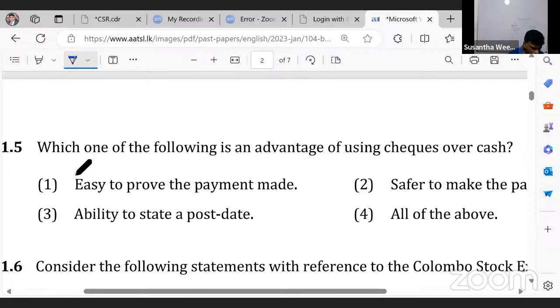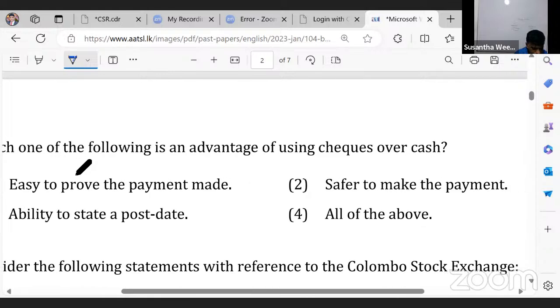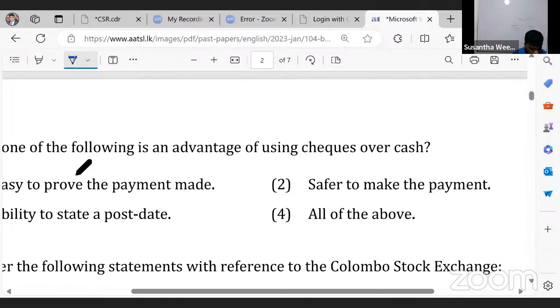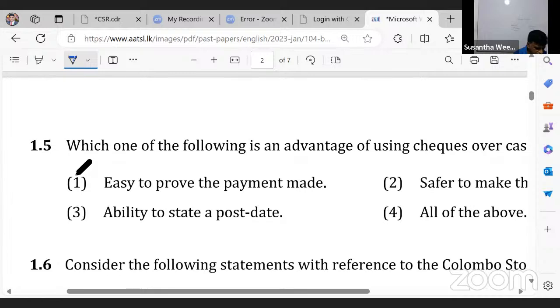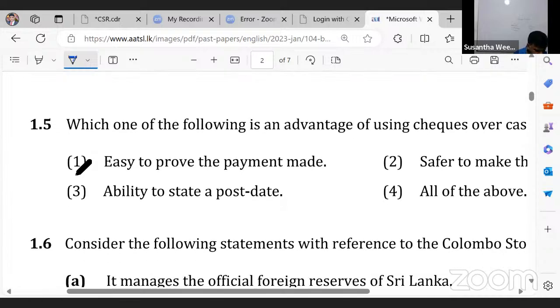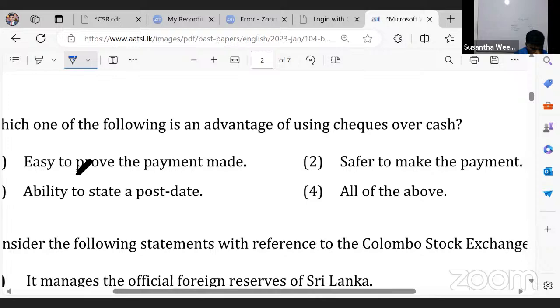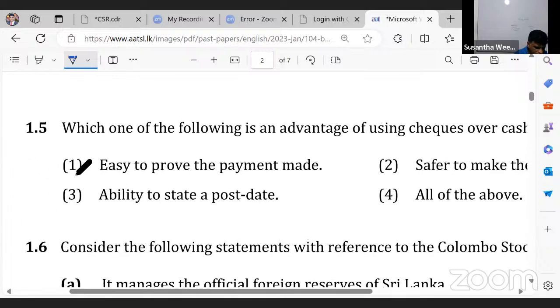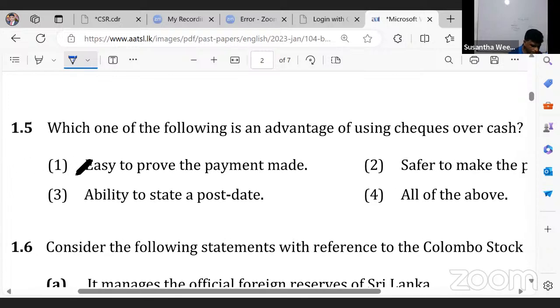Which one of the following is an advantage of using checks over cash? Right? Checks. Easy to prove the payment made. Safety to make the payment. Ability to state the post date. All of the above. The first is an advantage. Easy to prove the payment made. Yeah. With a check, we can easily prove that we have provided the check.